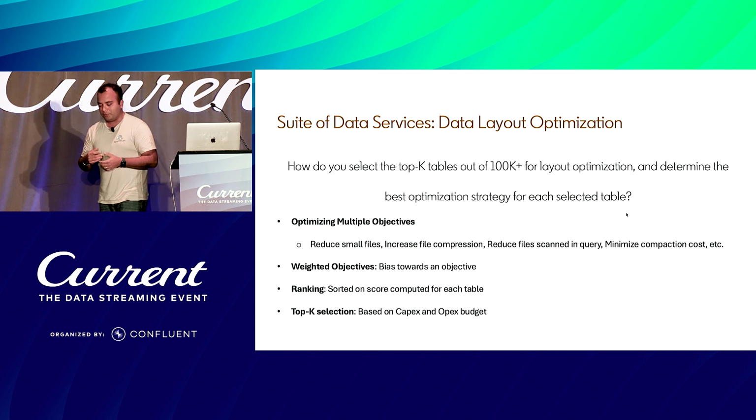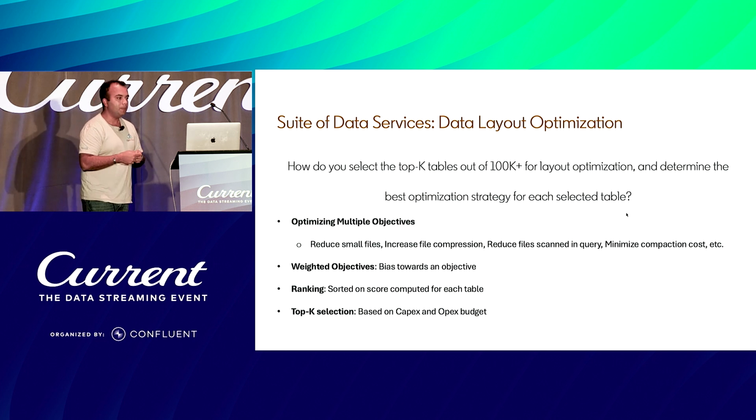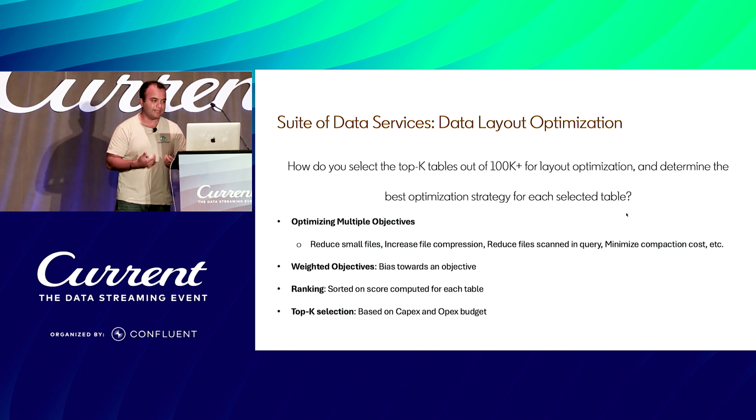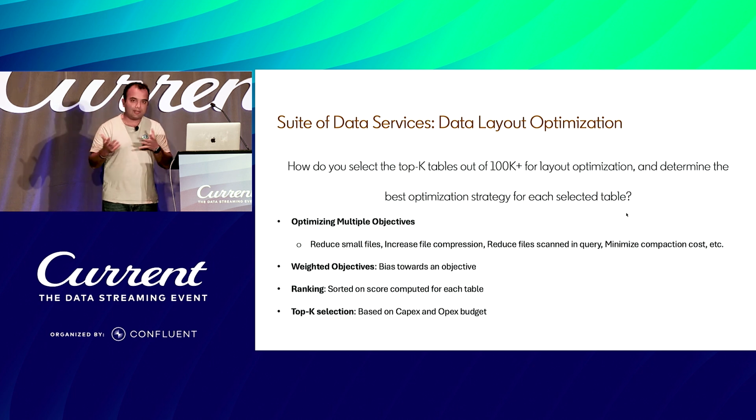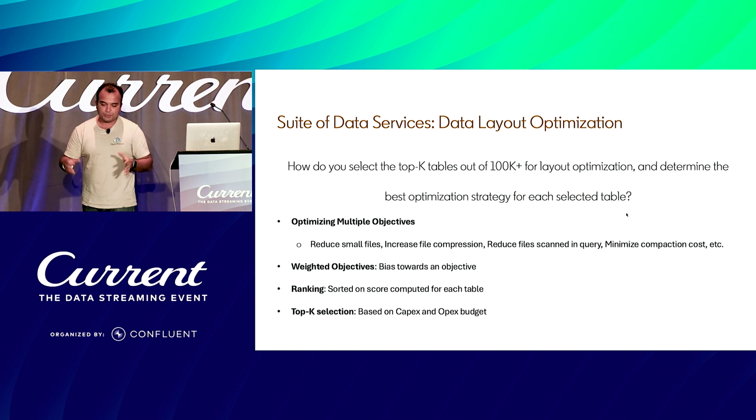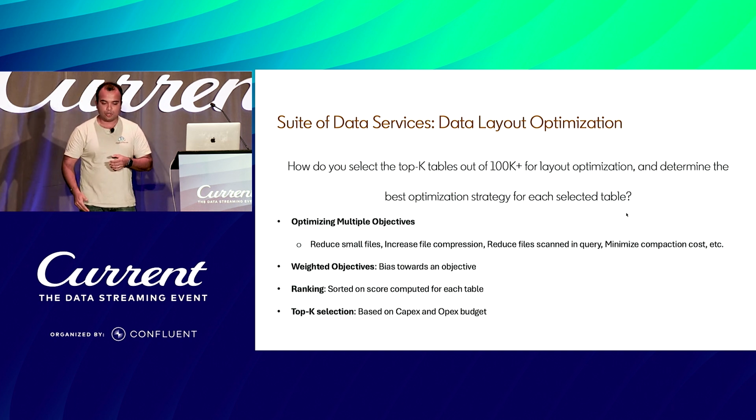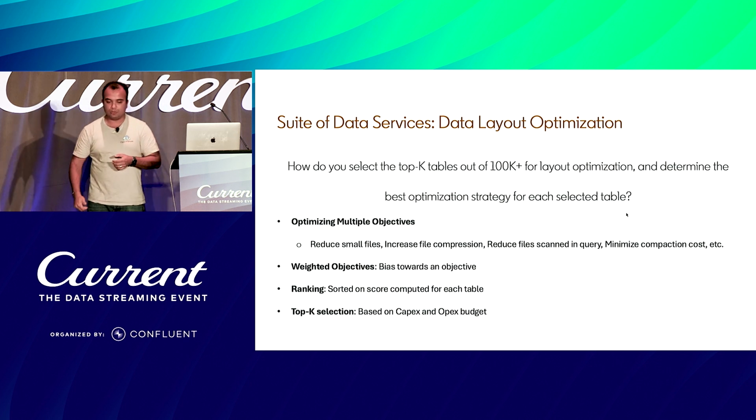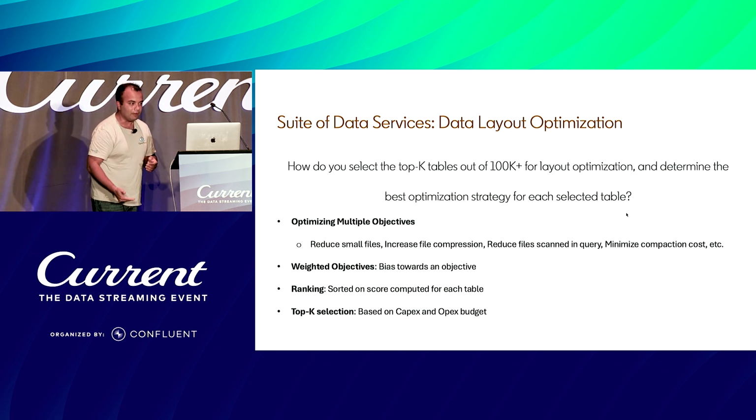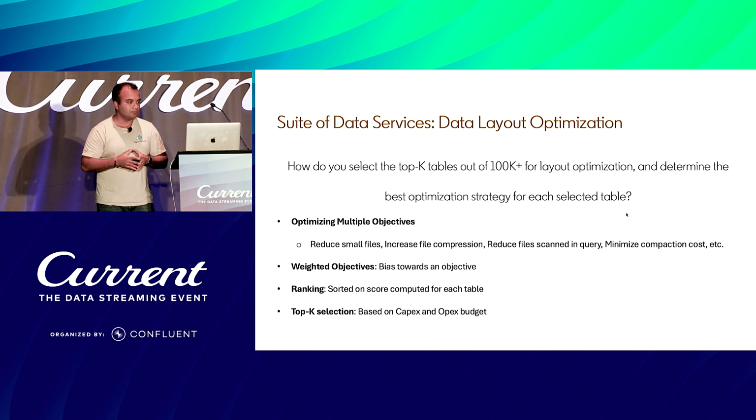So we are taking that approach, and we are saying that every objective has a weight that can be tuned depending upon what is important to a certain organization, and then we create a bias towards that objective. Once that's done, you turn that multi-objective optimization function into a single objective which can be easily sorted and ranked, and then you pick the top K based on a certain threshold that you have around CapEx and OpEx budget. So this essentially allows you to do more automated data layout optimization at a scale of 100,000 plus tables.